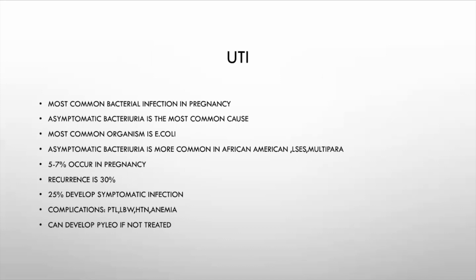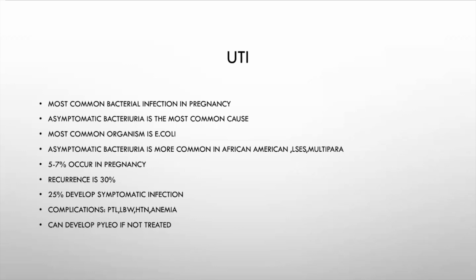One of the most common things that happen in pregnancy is urinary tract infection. It is the most common bacterial infection in pregnancy. It can present as asymptomatic bacteriuria, and this is the most common cause. The most common organism is usually E. coli.